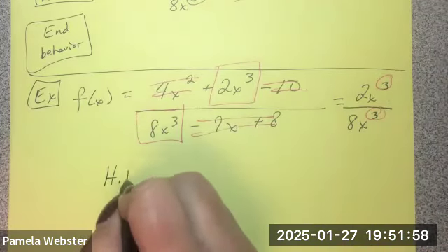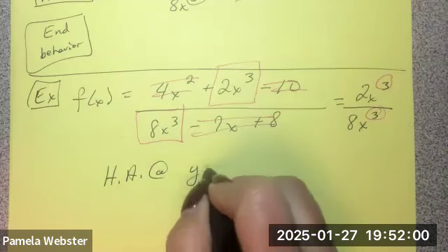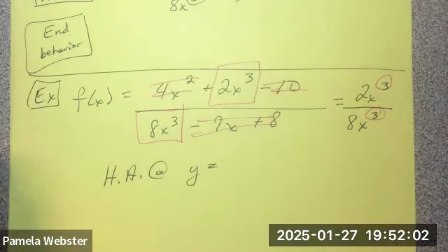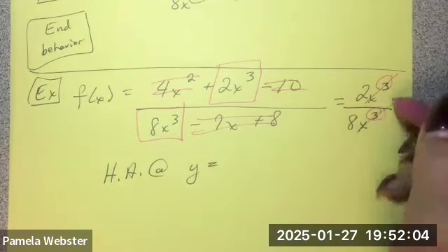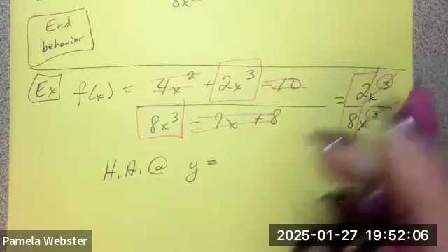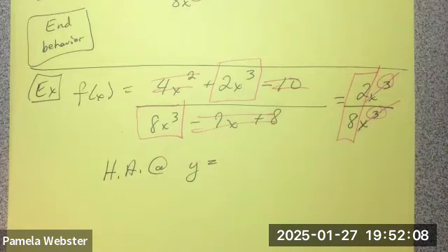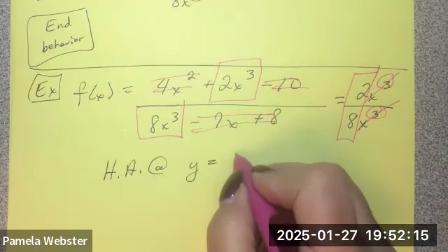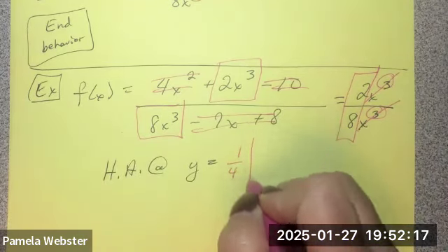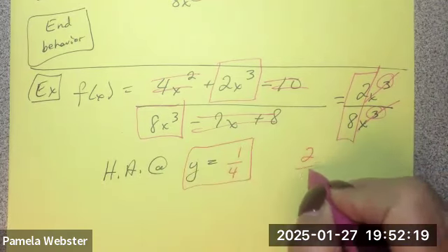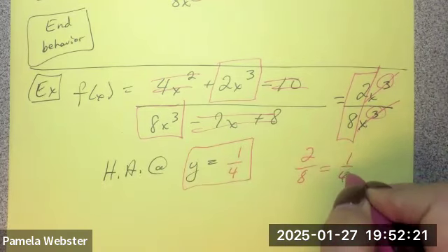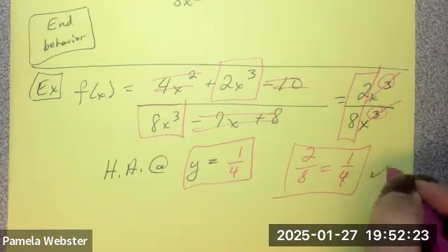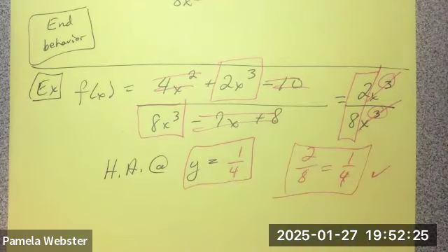So we do have a horizontal asymptote at y equals, and literally when they're the same, just think, oh, they can go away. I look at those coefficients and I divide them. So there's a horizontal asymptote at y equals 2 over 8, or I'm going to call it 1/4. Is that okay? 2 over 8 equals 1/4. Just FYI.